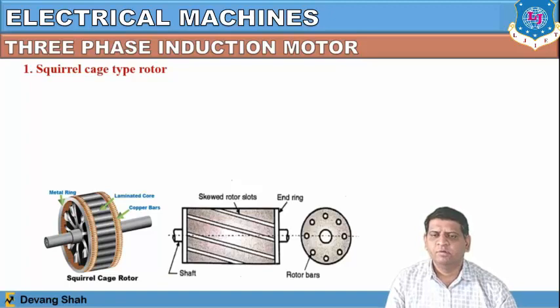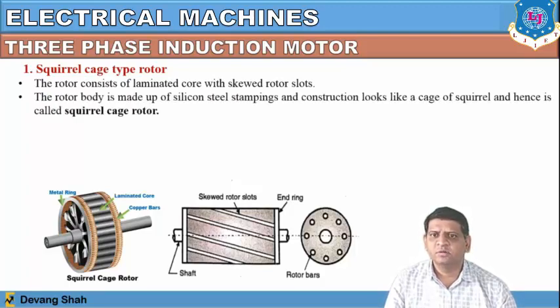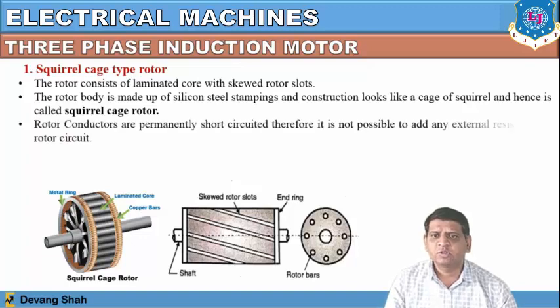So let us further discuss the squirrel cage type of rotor. This rotor consists of a laminated core with skewed rotor slots. The rotor body is made up of silicon steel stamping, and the construction looks like the cage of a squirrel. Hence it is called squirrel cage rotor.